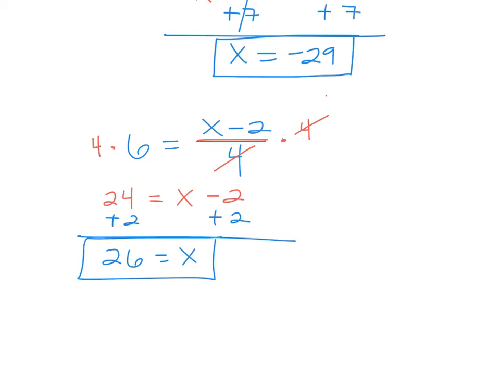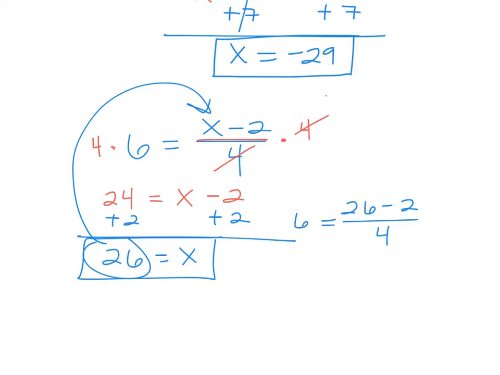How can you figure out if you have the right answer? Plug it back into the original. So if I take this and I plug it in here, it would be 26 minus 2 divided by 4 should equal 6. Well, 26 minus 2 is 24. 24 divided by 4 is 6. So it checks out. So then we know 26 is the right answer.